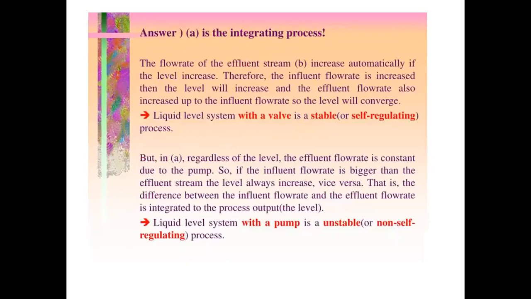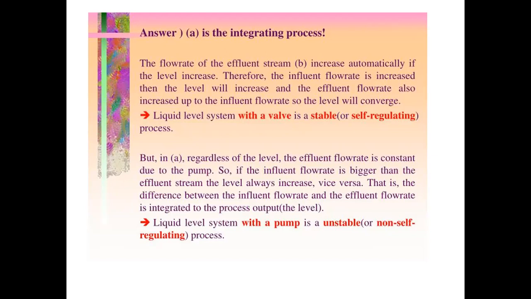So the answer is that the flow rate of the effluent stream increases automatically if the level increases. Therefore, if the influent flow rate is increased, then the level will increase, and the effluent flow rate is also increased up to the influent flow rate. So the level will converge. So the liquid level system with a valve is a stable process.